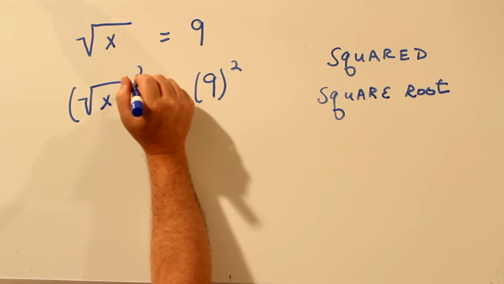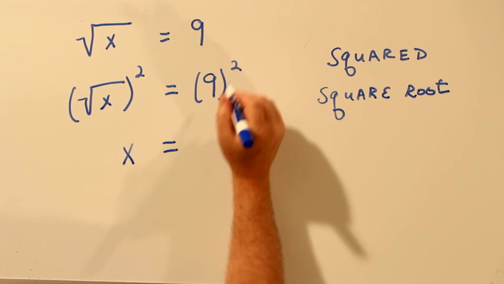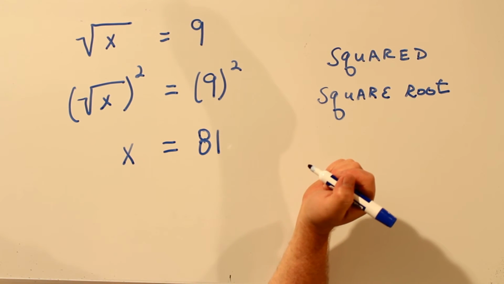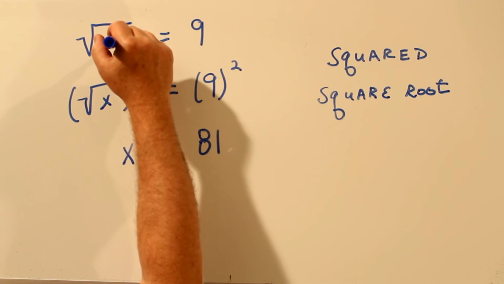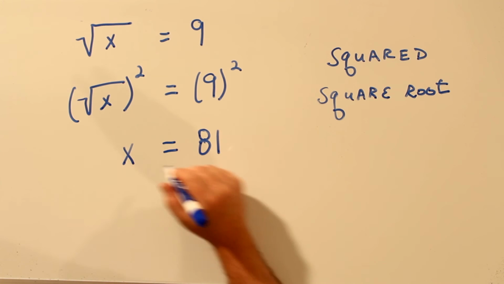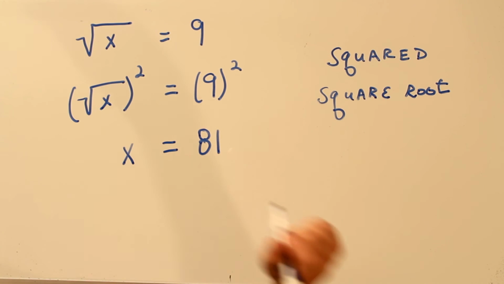The square root of x squared is simply x. And over here, 9 squared is 81. So 81 is the answer to our equation. If we put 81 in for x, the square root of 81 is 9. 9 equals 9. So x equals 81 makes the equation true for the value of x.